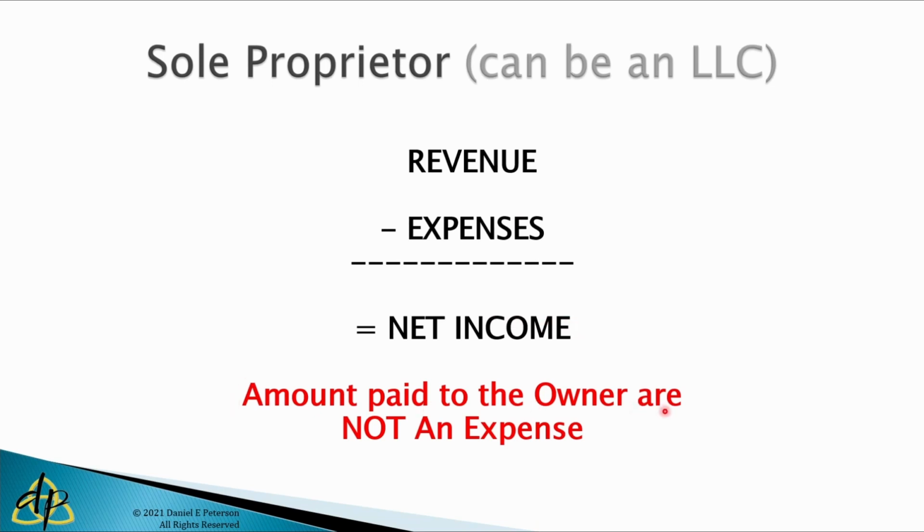Amounts that are paid to or on behalf of the owner are not expenses for our sole proprietors. So the sole proprietor pays him or herself wages or treats this distribution to them as "this is my pay for my services." That is not an expense of the sole proprietor. Sole proprietor reports revenues minus operating trade or business expenses, advertising, rent, utilities, etc., to arrive at the net income.